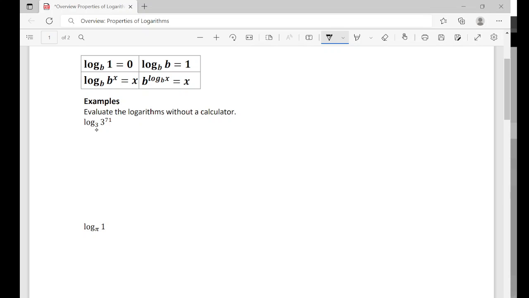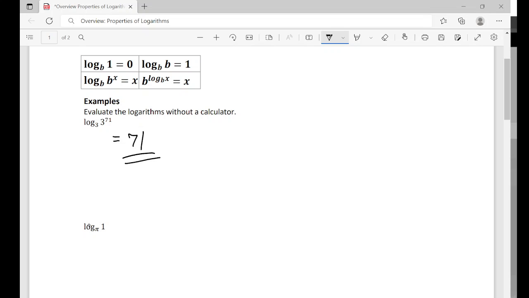We have log base 3 of 3 raised to the 71st power, and we're going to evaluate without a calculator. So I see here that I have log base 3 of 3. The base and the argument are the exact same, similar to what is in this one here, which means that when you simplify it, it's just going to be the exponent. So in this case, it is just going to be 71. And that's how you do that, using the properties of logs.